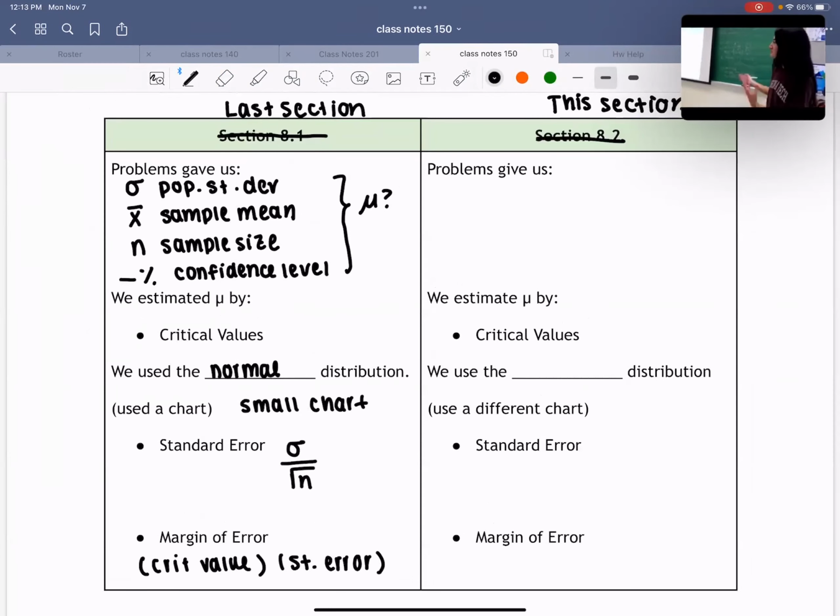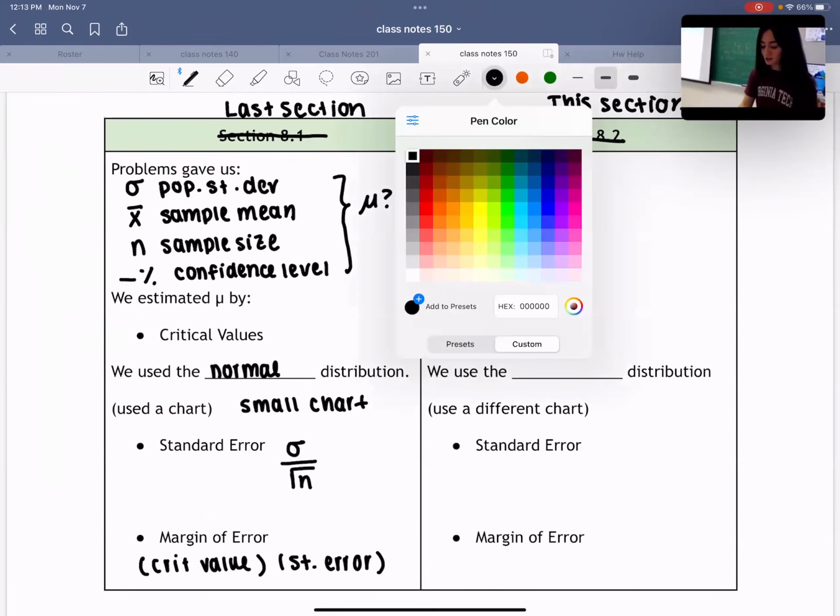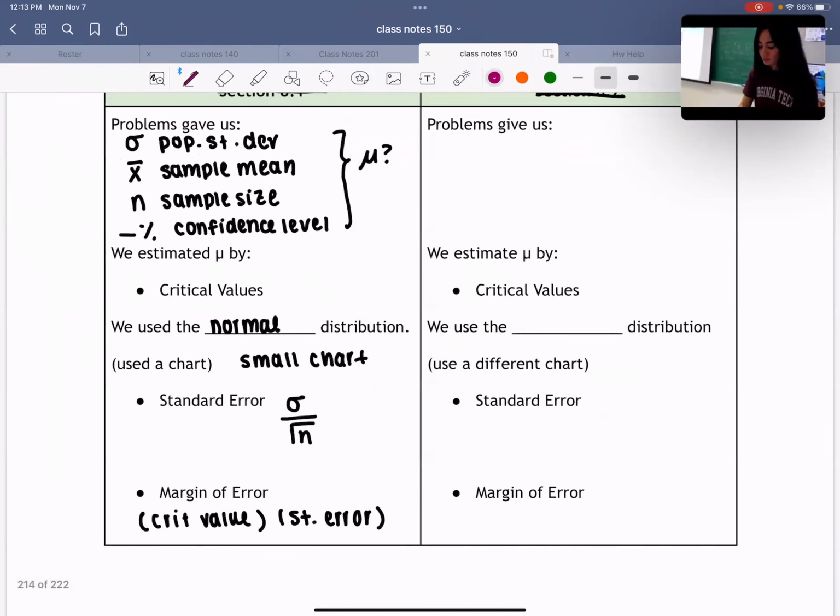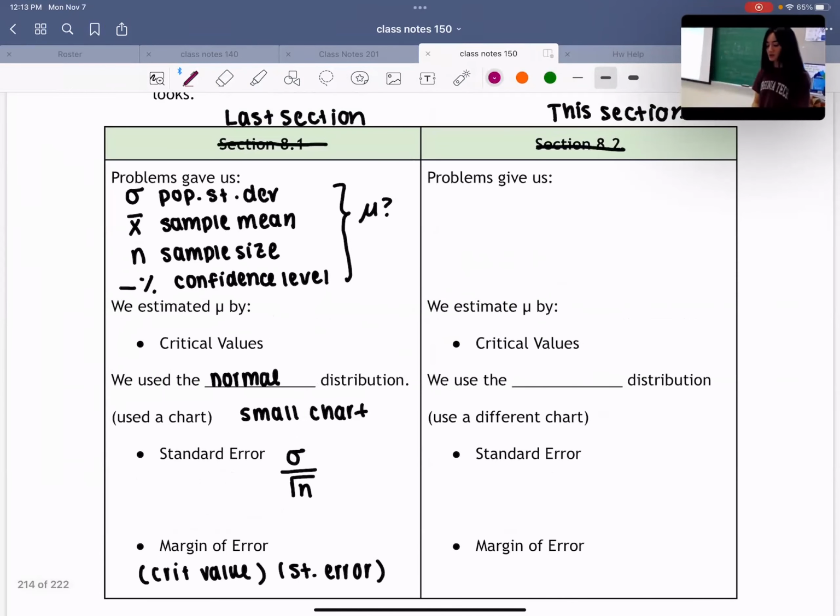Okay, so this pretty much covers everything we did in the last section. Of course, there's like the conclusion and all that stuff, but this pretty much summarizes everything that we did last class. Okay, let's talk about what we're going to do in this section. Okay, in this section, we're going to be given a problem, and it's going to give us a bunch of stuff. So let me show you what we're going to be given.